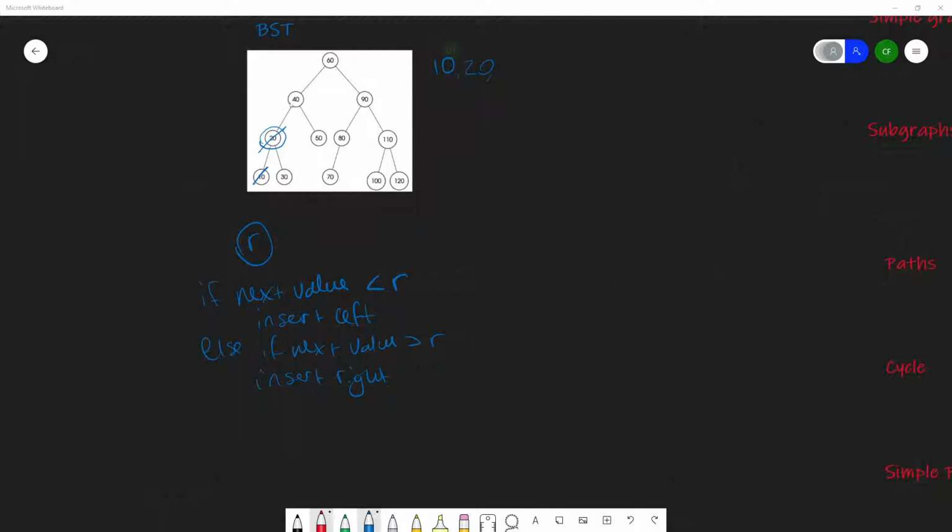Then we can see that the next one's 30. We can get to there. Oh, there it is. And then we can see now that the next node, because trees are recursive, we can unwind on the stack and go back up here to 40. We can pull out 40.